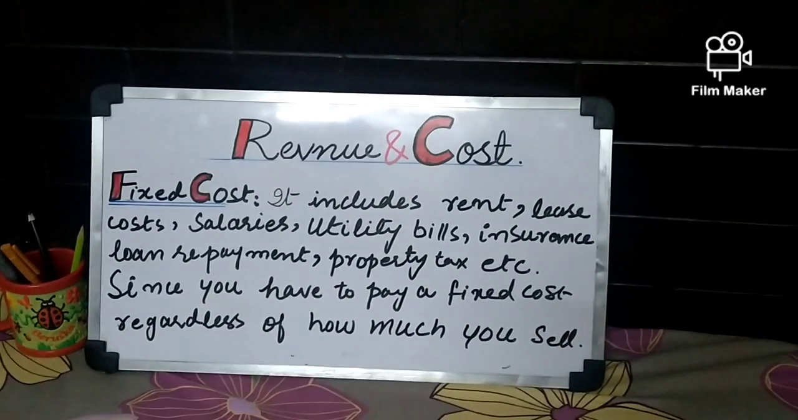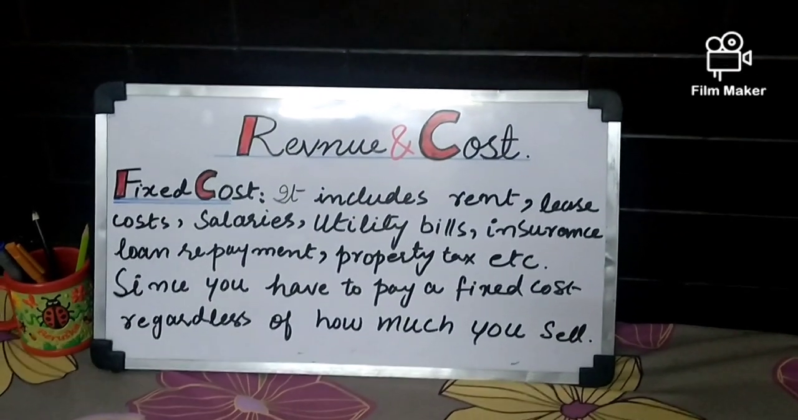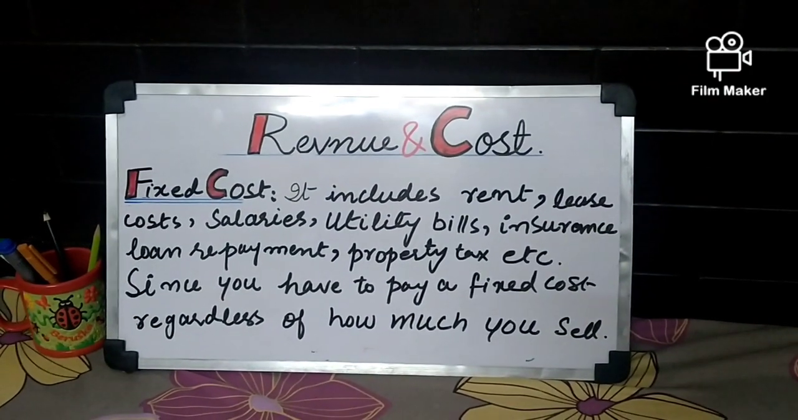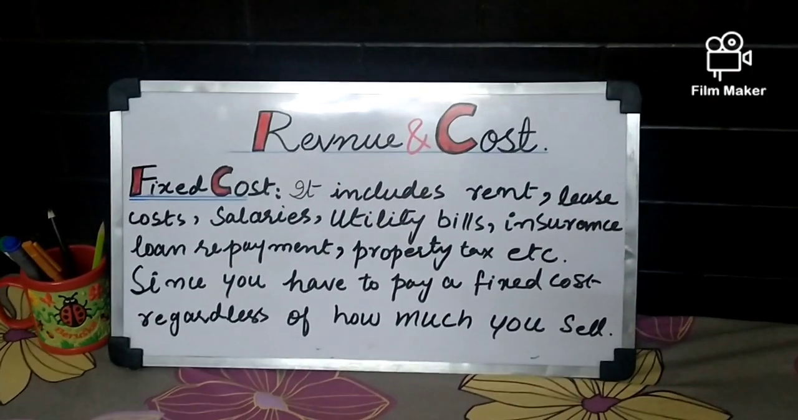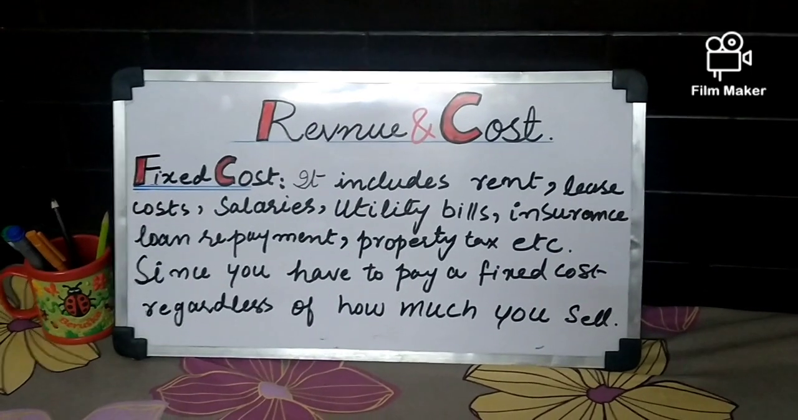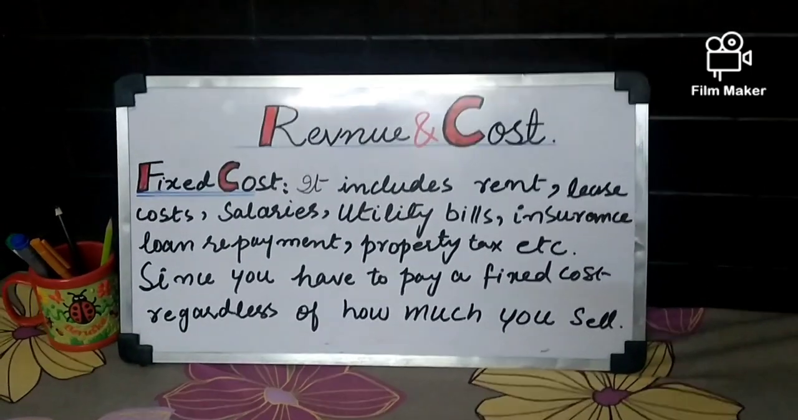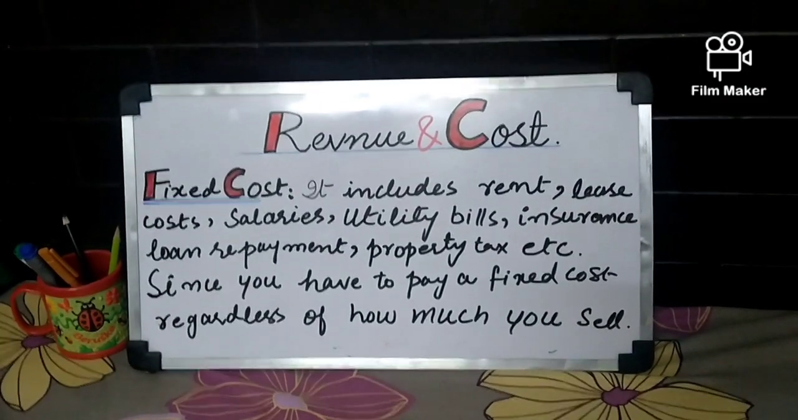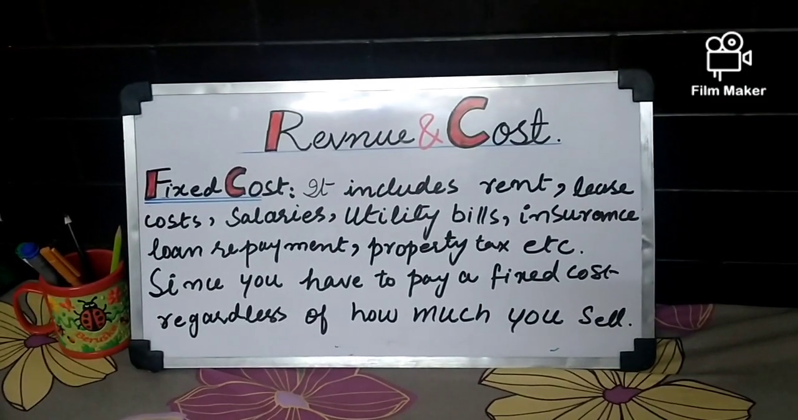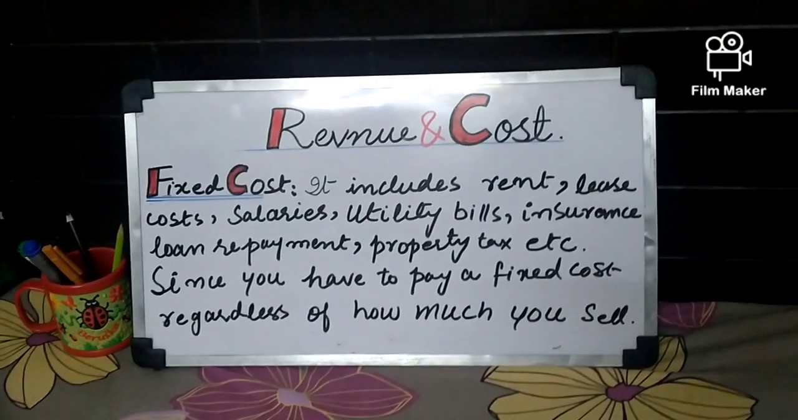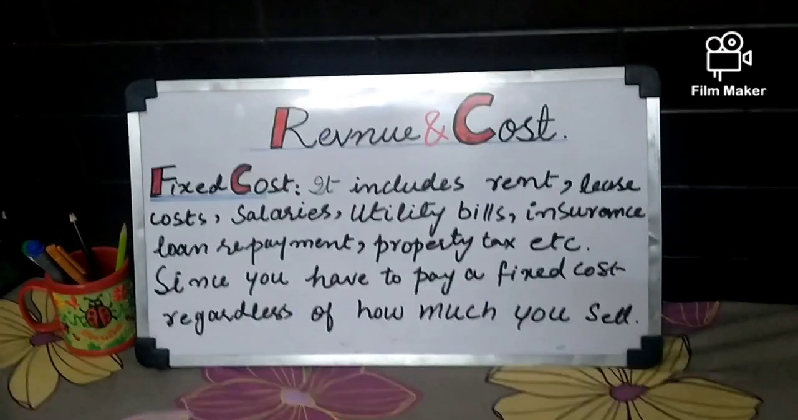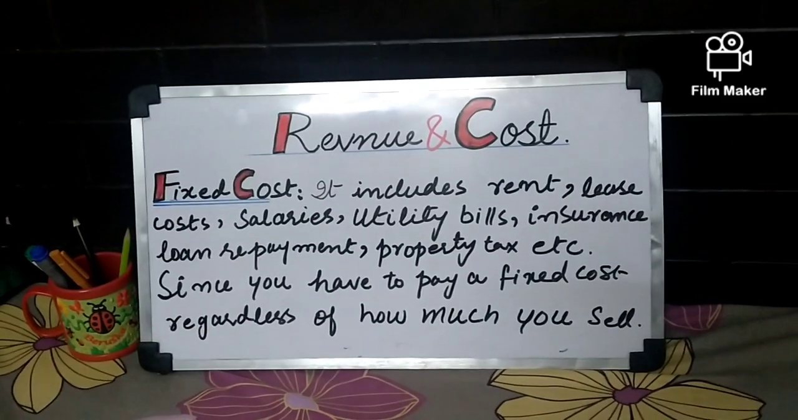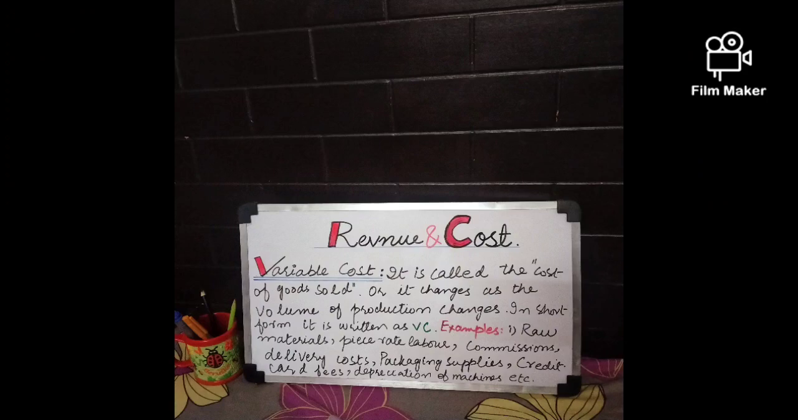Fixed cost includes rent, lease costs, salaries, utility bills, insurance, loan repayment, property tax, etc. Since you have to pay a fixed amount regardless of how much you sell, it does not depend upon how much you produce and sell. So you have to pay a fixed amount in the form of the fixed cost. It is not related to the production or how much you produce.